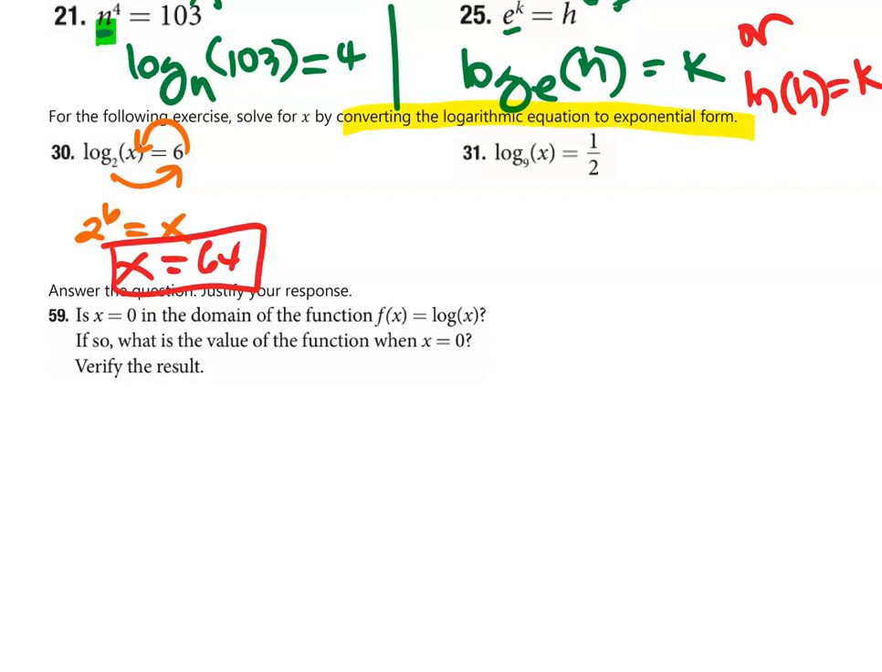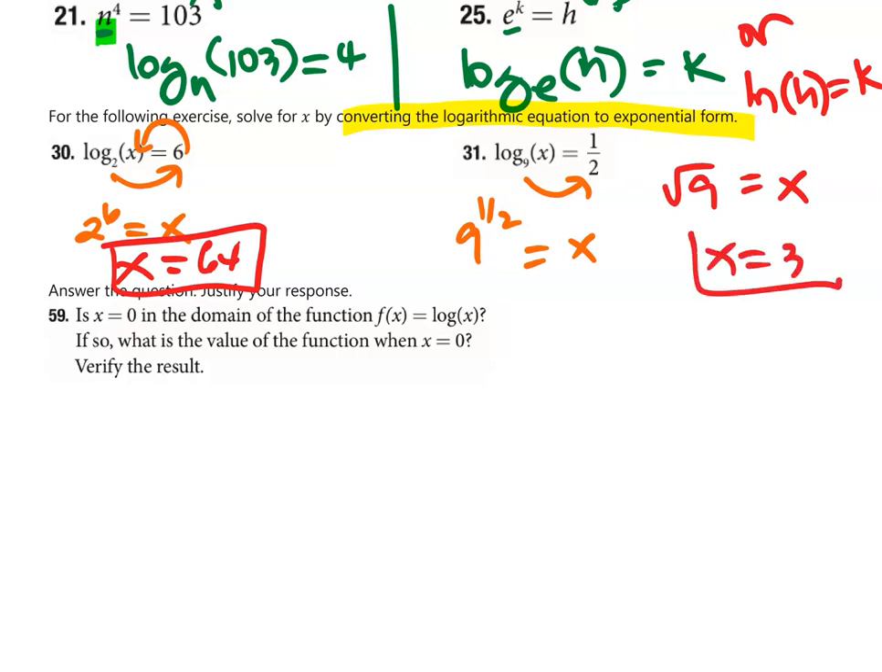Next, 31: log base 9 of x is equal to 1/2. So 9 raised to 1/2 is equal to x. And we know that 9 raised to 1/2 is the same as the square root of 9, which equals x, and the square root of 9 is 3.